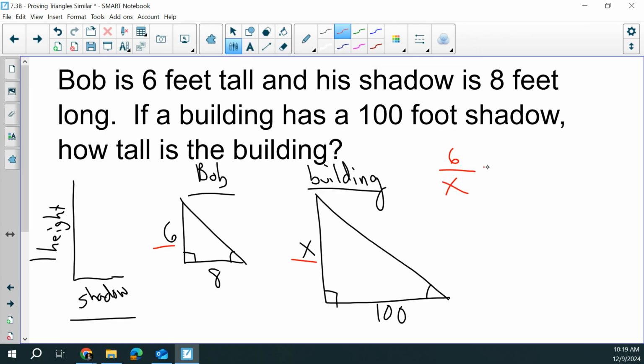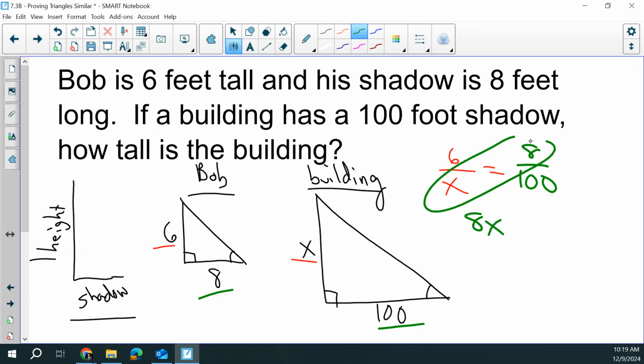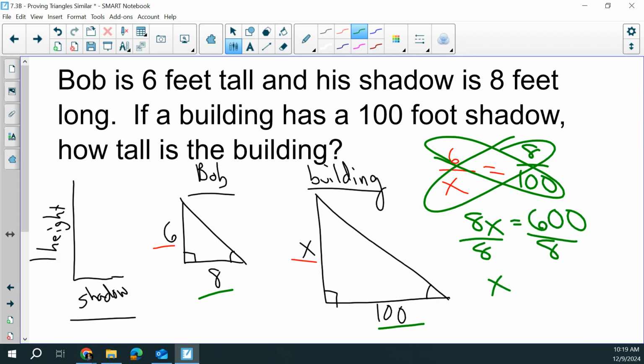6 over x equals 8 over 100. Cross multiply. 8 times x is 8x. 6 times 100 is 600. Divide by 8. You type that into your calculator, you get your answer. Let's do a couple more.